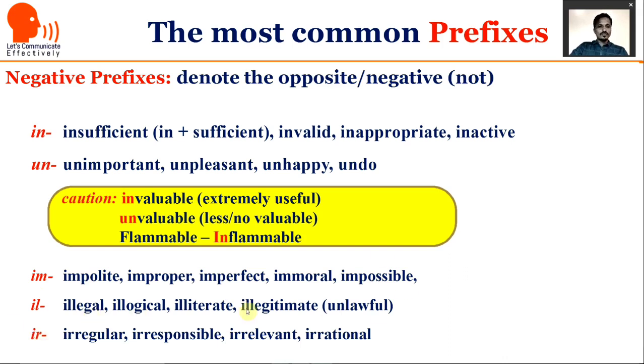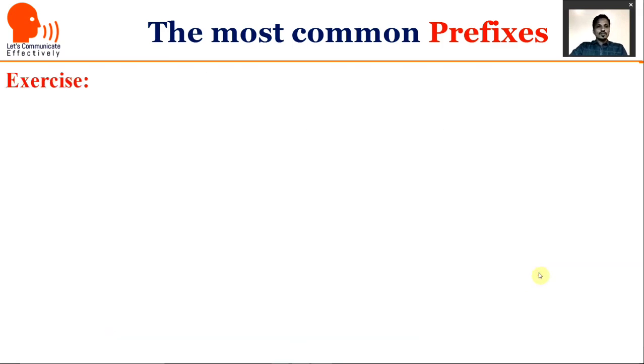Alright, now instead, you can simply use not before each of those words, but that is not the proper use of language. You cannot say not valid. Yeah, that is accepted. But when you say invalid, that adds standard to your language. Instead of saying not appropriate, when you say inappropriate, that becomes good English. Right? So let us do an exercise now.